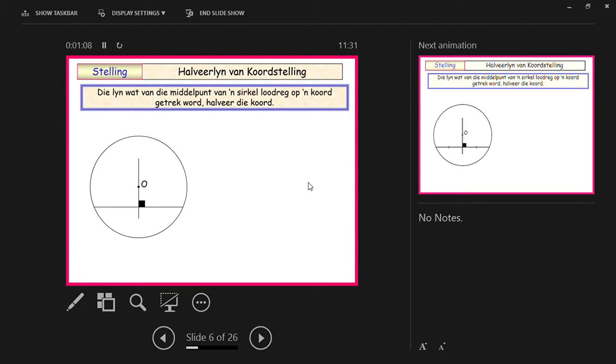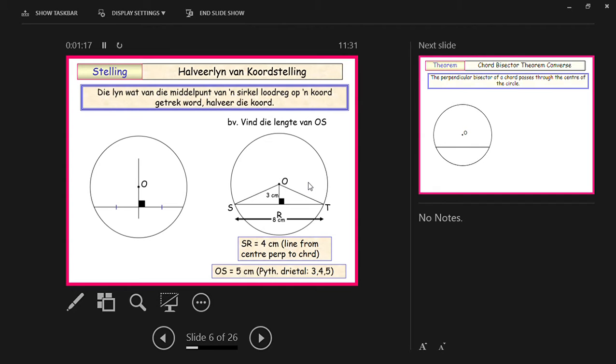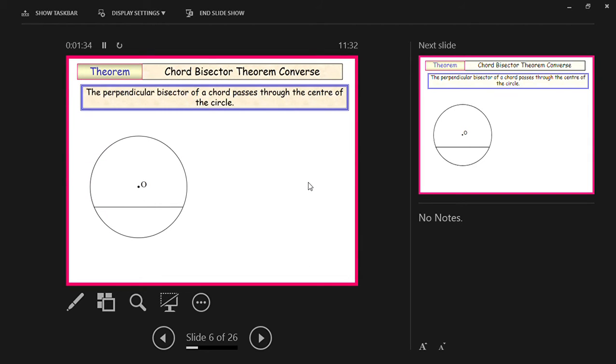Toe het ons hierdie stelling gedoen wat gesê het wanneer hy kom van die middelpunt van die sirkel af en hy's loodreg op die koord dan halveer hy die koord. So we found that the length of that is 4 and then you can use Pythagoras to find OS. And remember any radius that we draw in will be equal to 5 then. Nee, enige radius in daai skets gaan dan gelyk wees aan 5. As jy die radius van die sirkel het, het jy die radius oral. Are you guys fine? Okay, now page over.